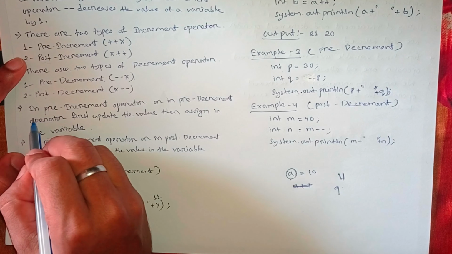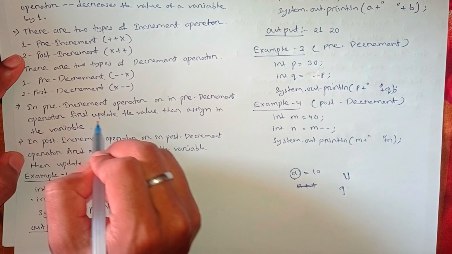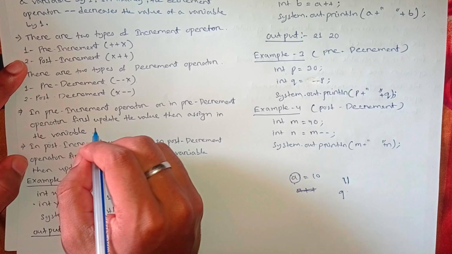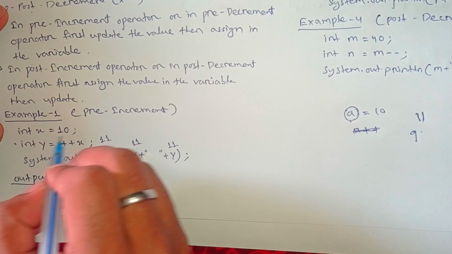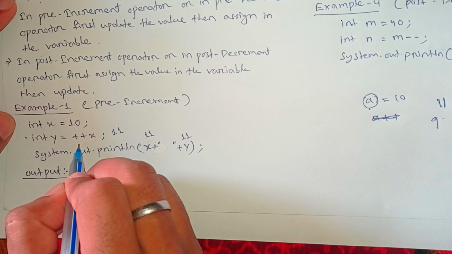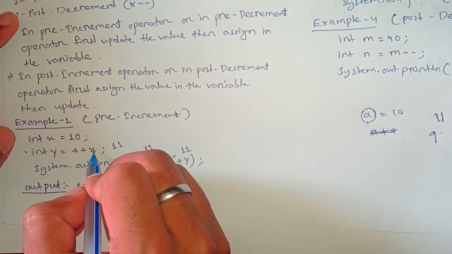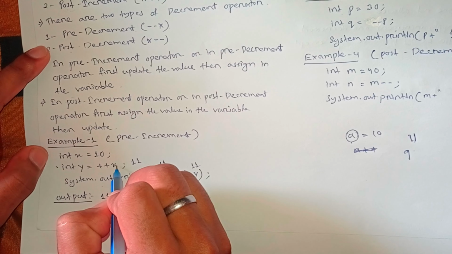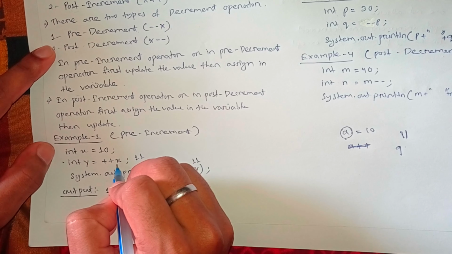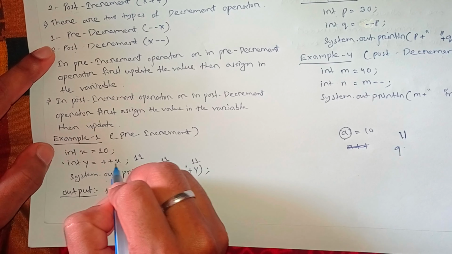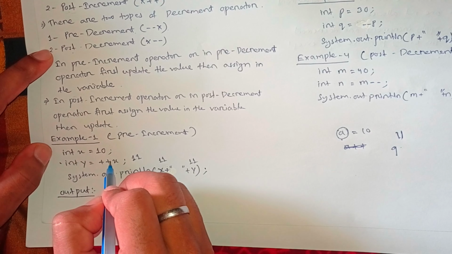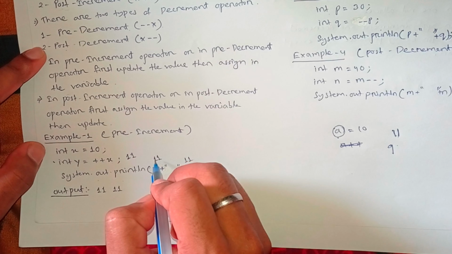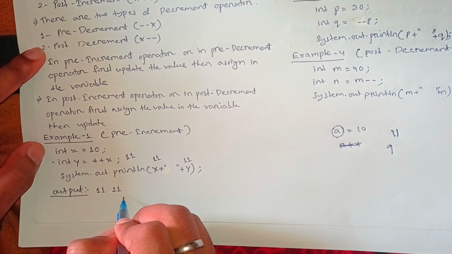In the pre-increment or pre-decrement operator, we first update the value, then assign it to the variable. See one example here. Pre-increment: int x equal to 10, int y equal to plus plus x. First we update the x value. x is 10, we update it by 1, 10 plus 1, that is 11. Now x is 11. After that we assign it to the variable, that means y is also 11. If I print x and y with System.out.println, the output is 11 and 11.